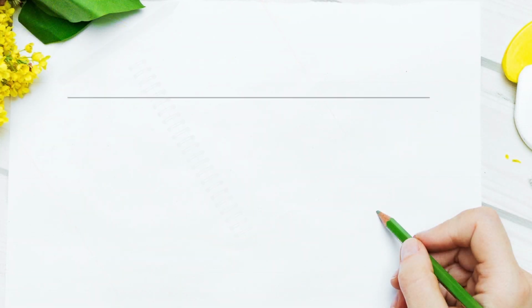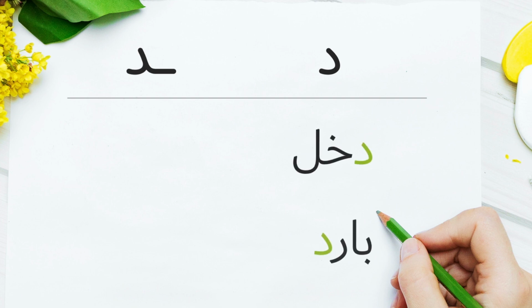I think that dal is an easy letter. Its sound is easy, D, and it looks partly like D. Very easy to draw. Also, it has only two forms. The isolated form in the initial position and after non-connecting letter, and the connected form in the medial and final position.